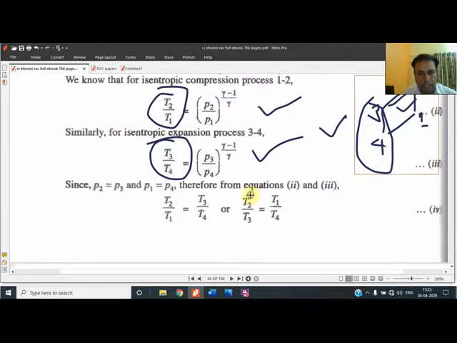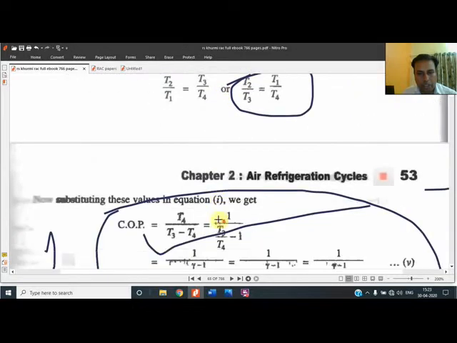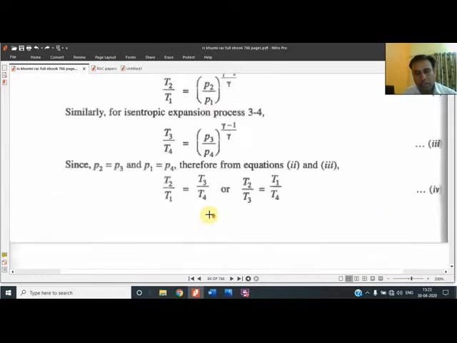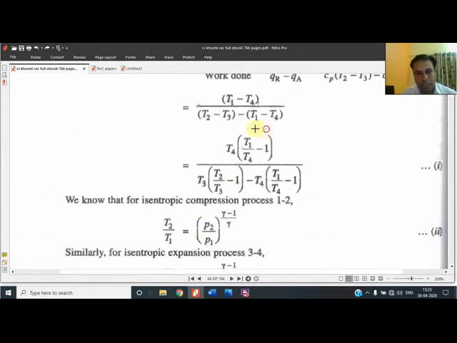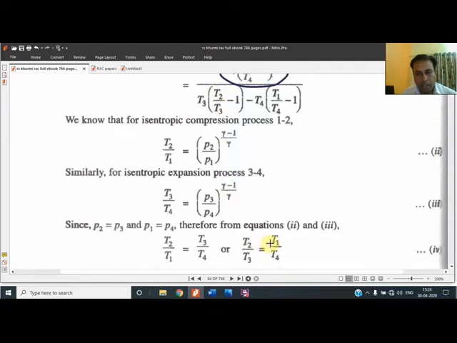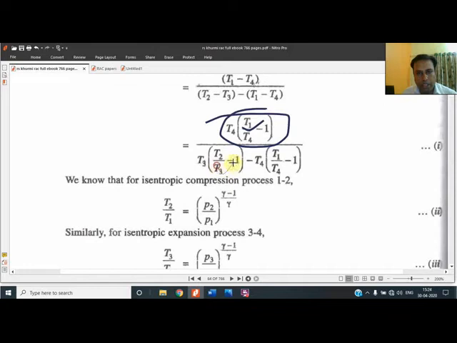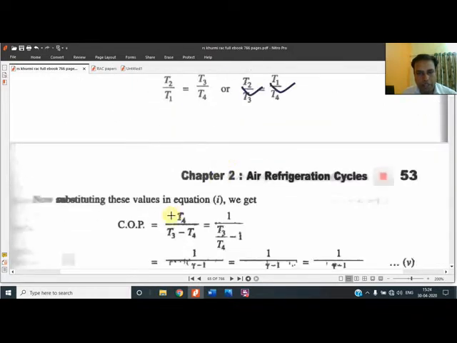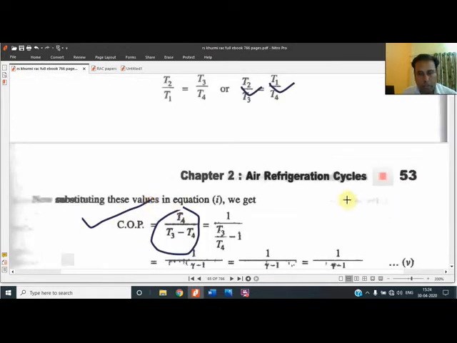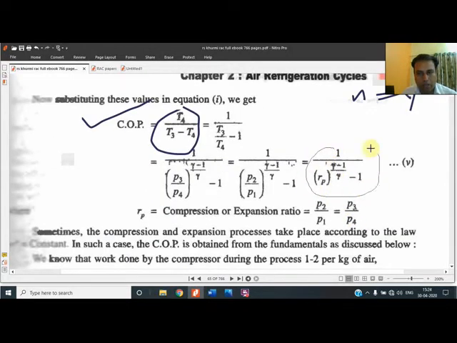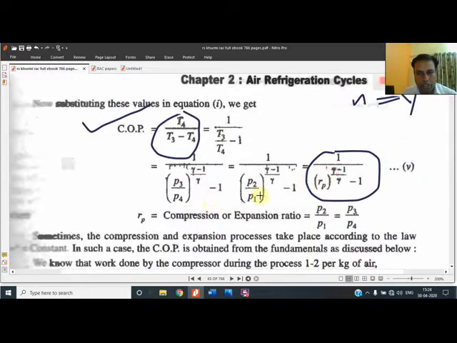By this relation they get that the temperature ratios are the same, and they simplify the relation which was mentioned. They put T1 by T4 equal to T2 by T3, and by simplifying this they get COP as T4 upon T3 minus T4. This COP we have to use when n is gamma. So the COP becomes very simple, and if the pressure ratio is given, then we can solve it.